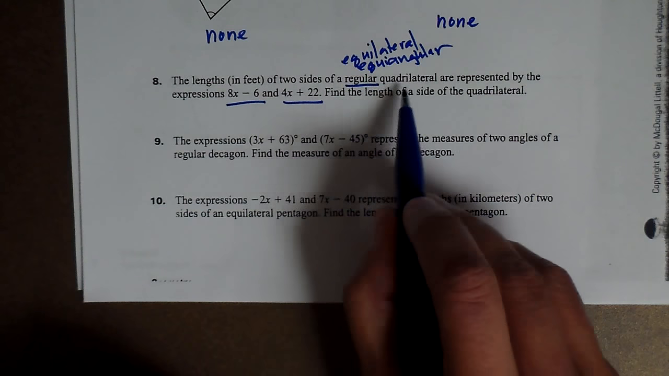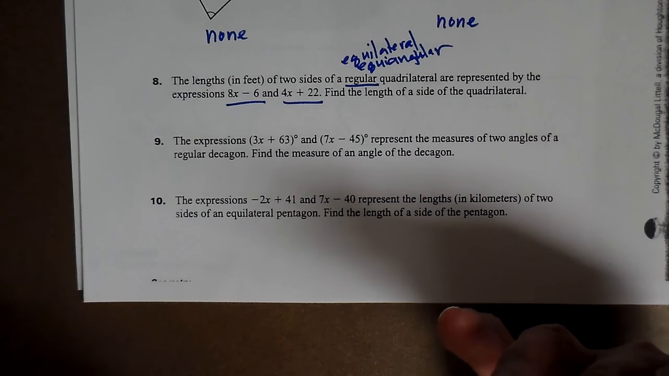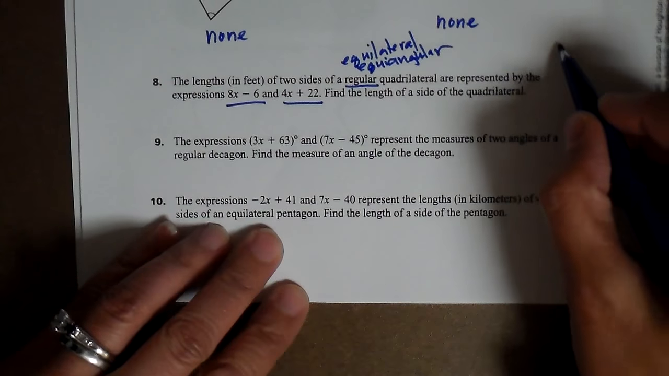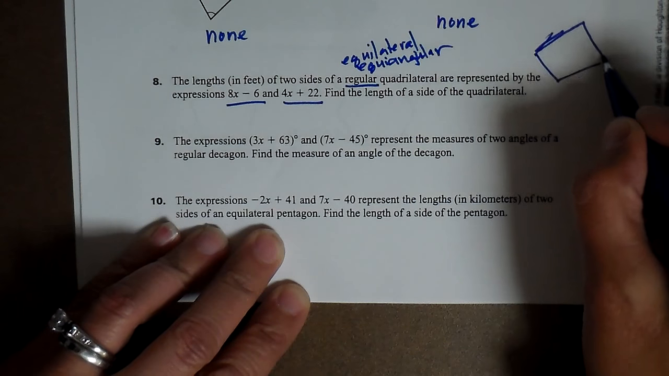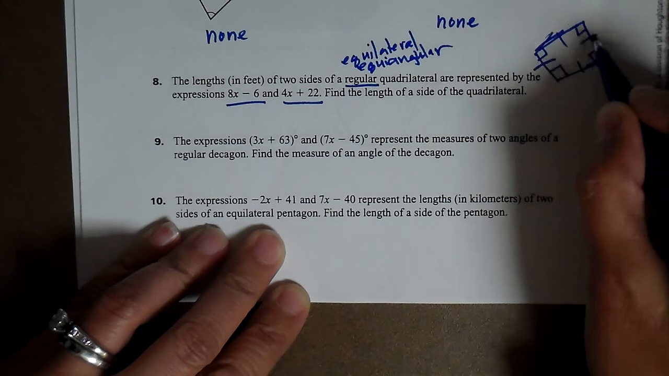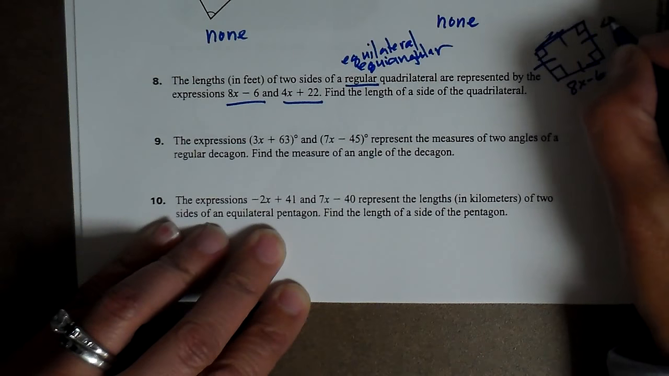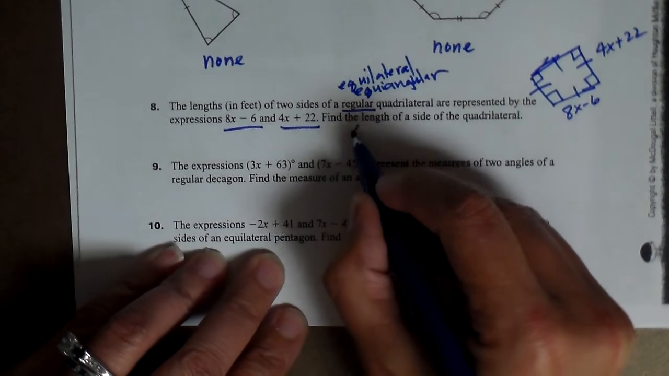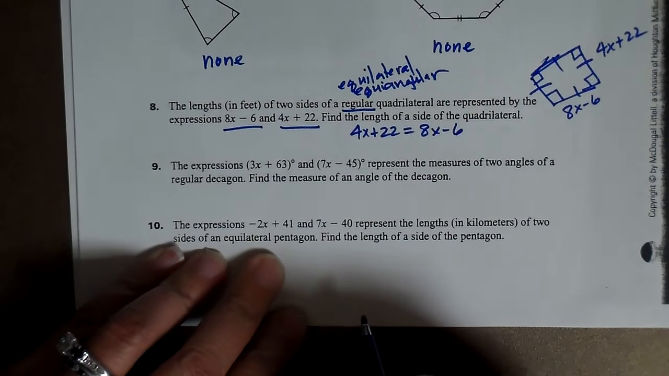Well, if it's a regular quadrilateral, what does that mean about all the sides? It's equiangular and equilateral. Equilateral means they're all the same. So if I were to draw my quadrilateral out over here, I can draw any old random quadrilateral. If I say it's a regular quadrilateral, I'm going to actually know it's a square. I know all of the angles and all the sides have to be the same. So one side is 8x minus 6. One side is 4x plus 22, so I set them equal to each other. So 4x plus 22 has to be the same length as 8x minus 6.